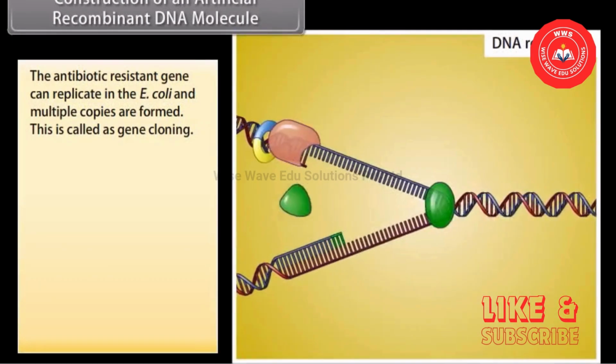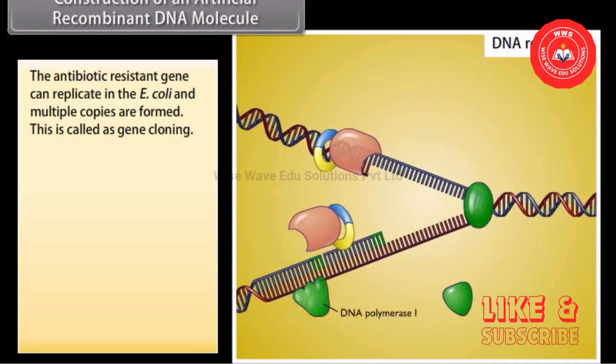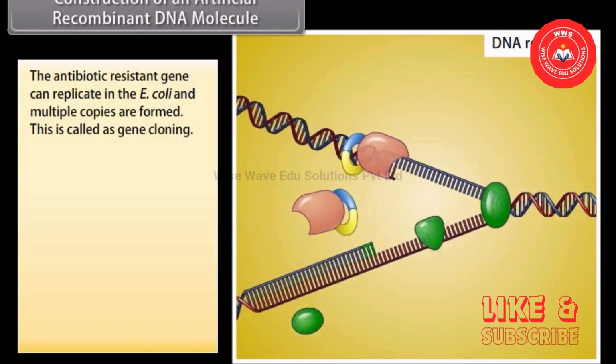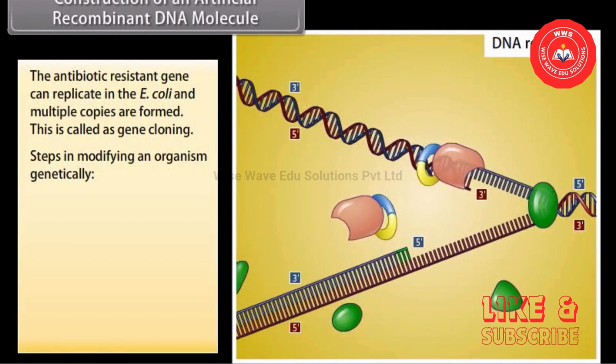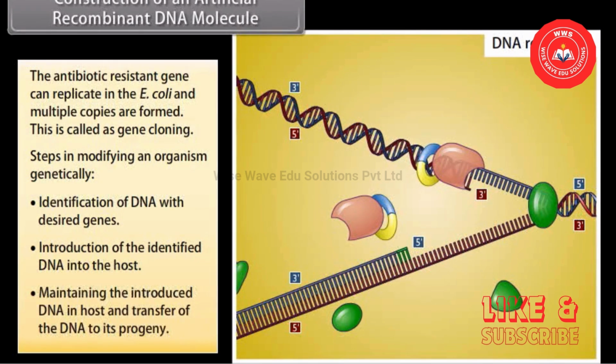The antibiotic resistance gene can replicate in the E. coli and multiple copies are formed. This is called as gene cloning. Steps in modifying an organism genetically: identification of DNA with desired genes, introduction of the identified DNA into the host, maintaining the introduced DNA in host and transferring the DNA to its progeny.